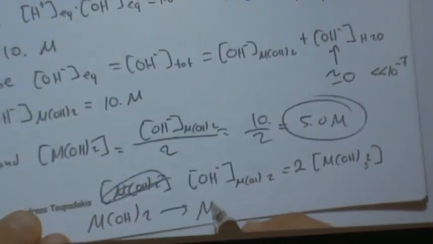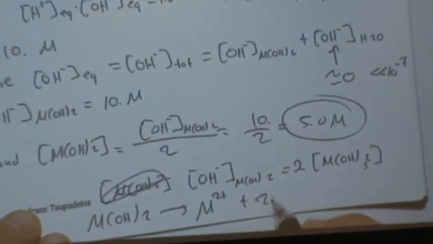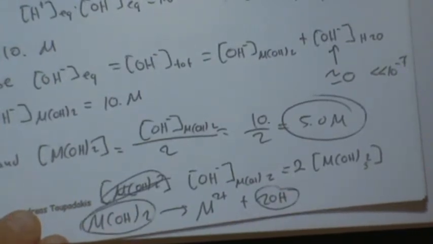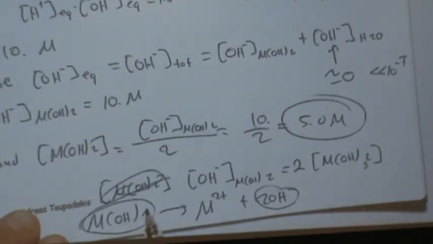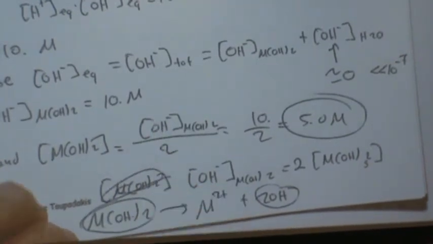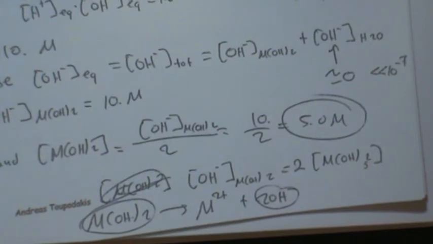M(OH)2 gives you 1 M plus 2 OH minus. So per one of these, you have 2 of these. In other words, the concentration of this divided by the concentration of that will be 1 to 2. Can you see it? Yeah. Okay. Thank you.